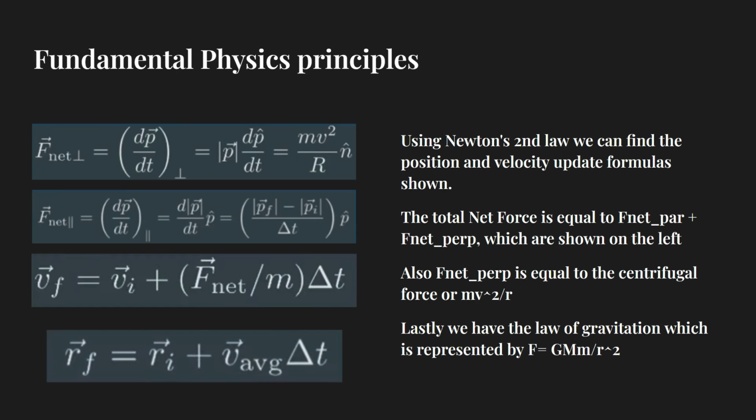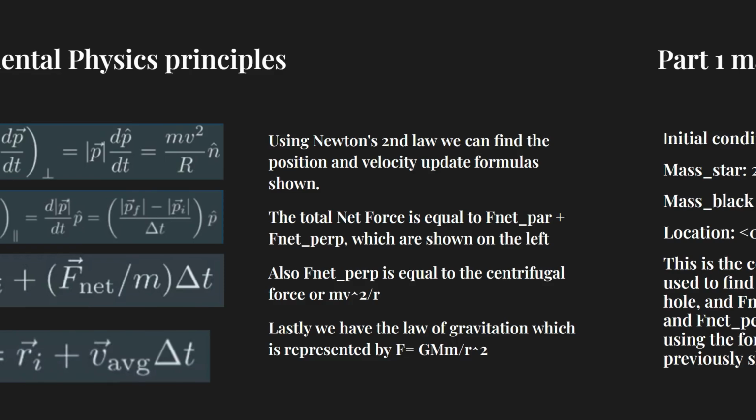Fundamental physics principles. Using Newton's second law, we can find the position and velocity update formulas shown on the left. The total net force, which is equal to F net parallel plus F net perpendicular, is also shown on the left. Also, we should know that F net perpendicular is equal to the centripetal force, or mv squared over r. Lastly, we have the law of gravitation, which is represented by F equals GMm over r squared. We will use these formulas throughout our code so that we can solve for the unknowns.